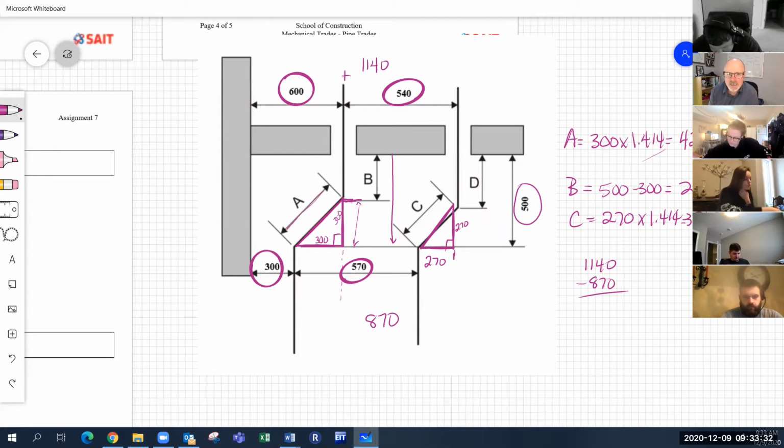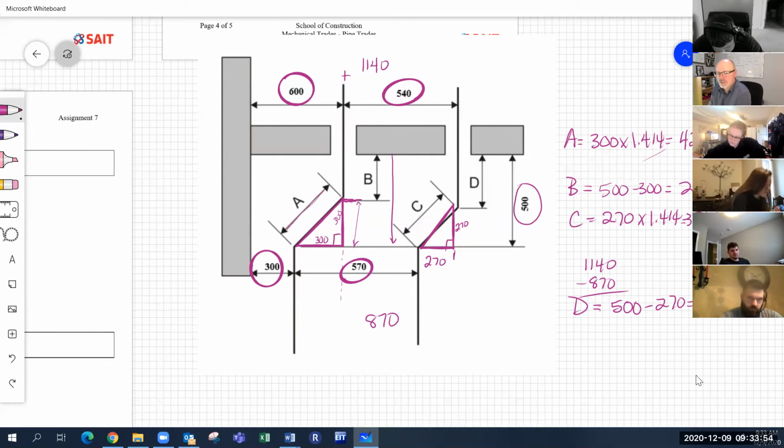And now D is simply 500 minus 270. So D is 230. Very good.